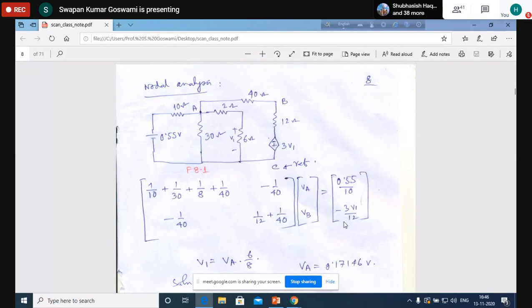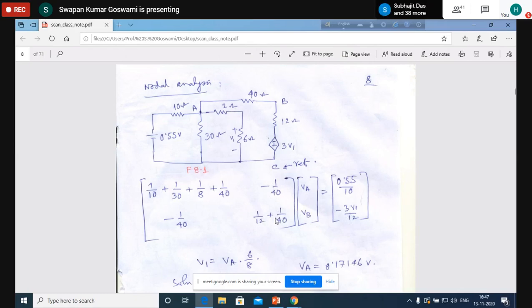All right. Now you see that if you look at this part of the matrix, it is a symmetric matrix. But obviously the equation that we have written is not in the final form.